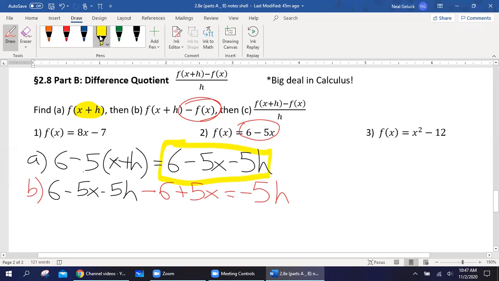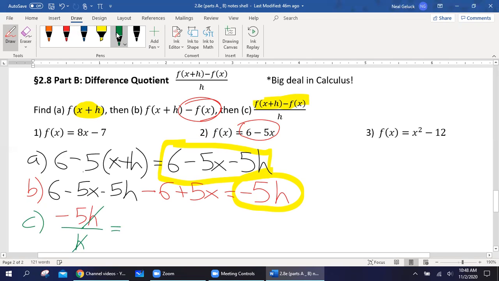So again, here was part A's answer. Here's part B's answer, which is f of x plus h minus f of x. Now for part C, I'm going to take my answer from part B, and I'm going to divide that by h. And as we can see again, the h's cancel. And so my answer here is negative 5. Again, I got a numerical answer, but as you'll see in the next one, that does not always happen.